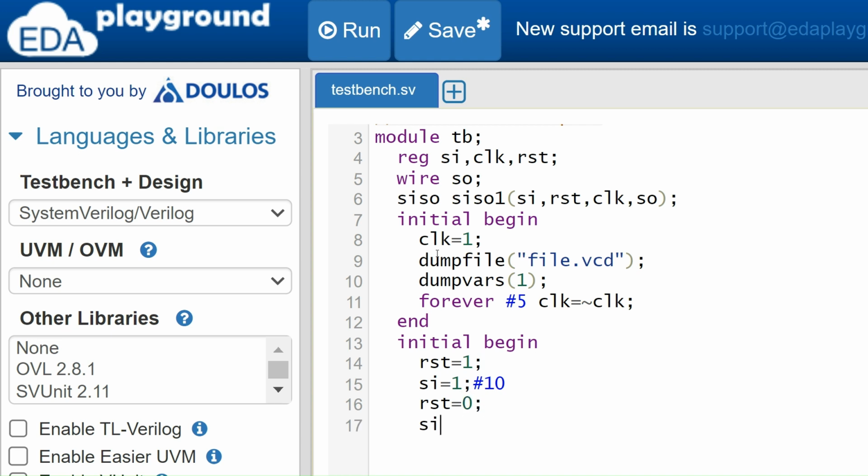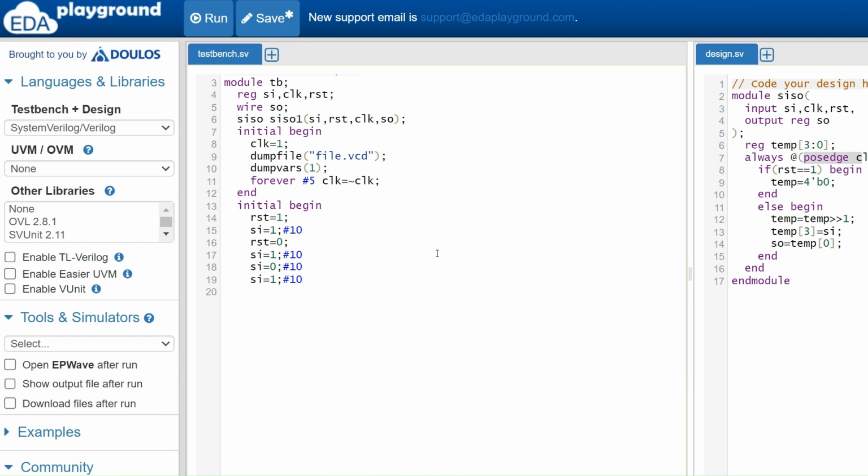Now I will give the inputs as SI. Initially I will give the input as 1 with a time delay of 5. Now I will give 10 so that it completes all the clock cycles, I mean the positive and the negative clock cycle. Here I will give 1 0 1 0. Here I have given 1 0 1 0. And now I am finishing this test bench, closing it, and end module.